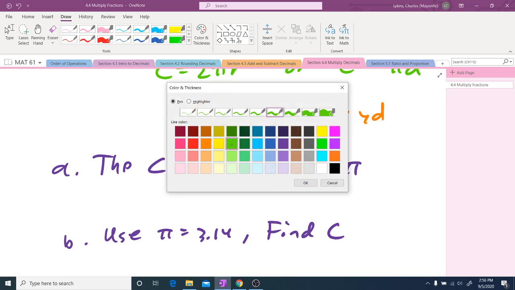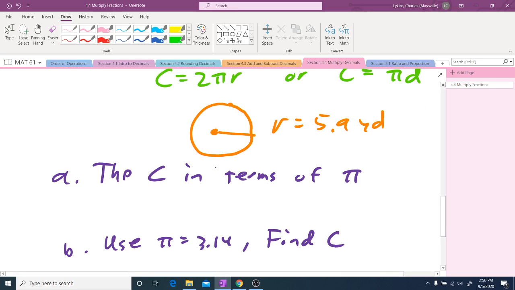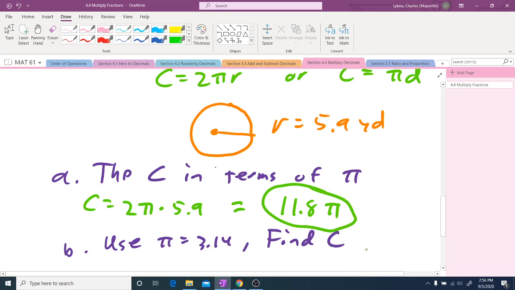This is the number one mistake we make on this, is understanding what in terms of pi means. That means whatever your answer is, you do not multiply it by pi. You just put that pi symbol behind it. So since I've given a radius, I'm going to use my circumference equals 2 pi times the radius, which is 5.9. So if I say 5.9 times 2, that gives me 11.8 pi. So in terms of pi, we do not multiply. You just leave it like that.